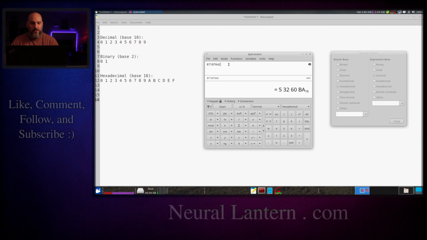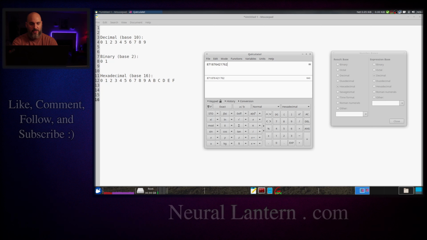The original number is 1, 2, 3, 4, 5, 6, 7, 8. It's 8 characters long, but the hexadecimal number is 2, 4, 6, 7 characters long. And that savings in characters will go up and up and up the longer, or the bigger, the original number is.